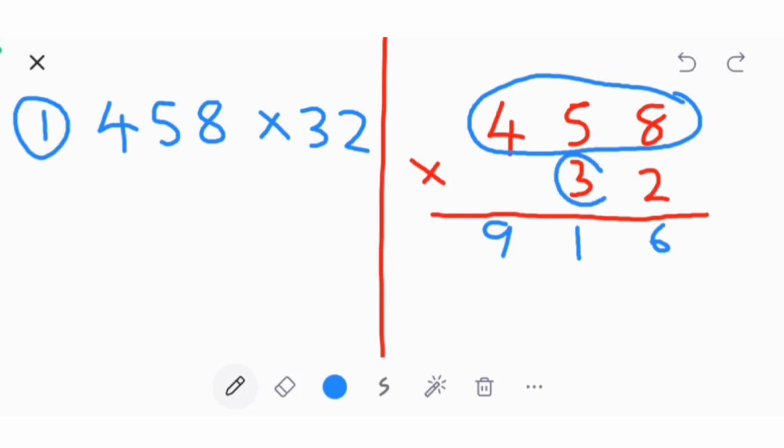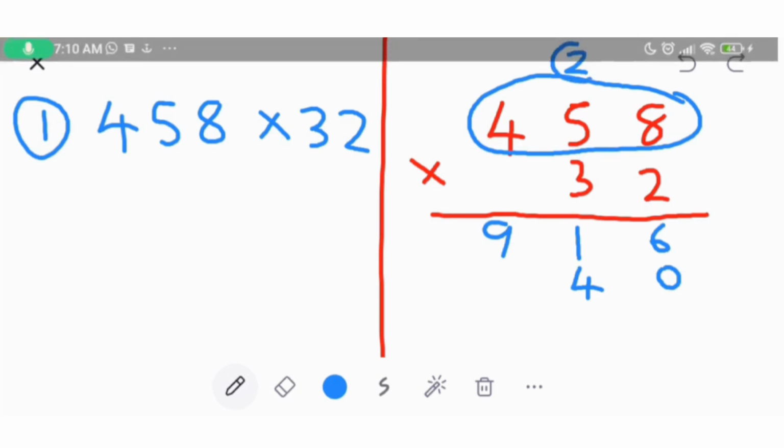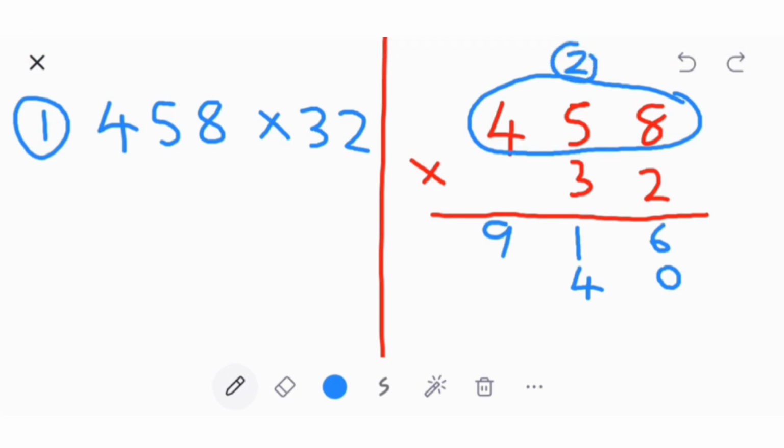But before you use this 3 to multiply, what do you do first? You will have to put a 0 under 6 first. Now let's use 3 to multiply. 3 will visit 8. You do 3 times 8, which is 24. Write down 4. Put 2 on top of 5. Then 3 will visit the second friend, which is 5. You do 3 times 5, which is 15, plus the 2 on top. 15 plus 2 is what? 17. Write down 7. You put 1 on top of 4.